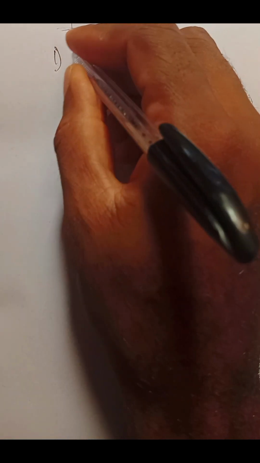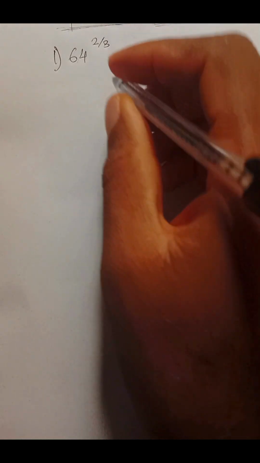Let's solve some problems on indices. So number one problem, we have 64 raised to the power of 2 over 3. So how do we solve this?